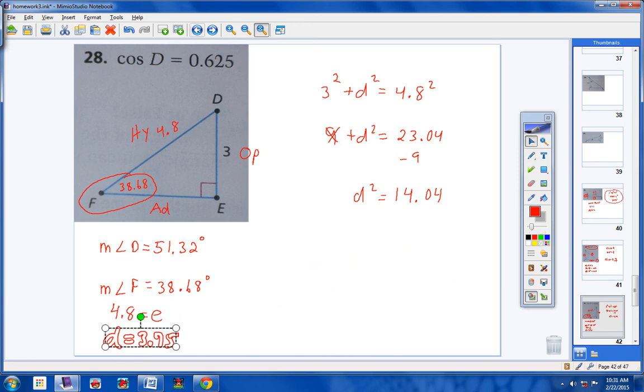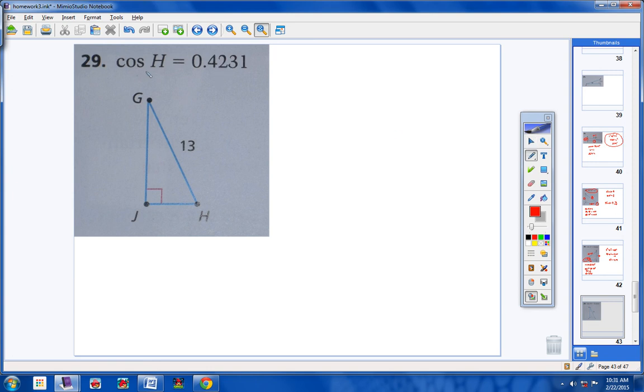Alright, moving on to number 29. Well, once again, we're missing angle H. So students, since we're missing angle H, we're going to type into our calculators inverse cosine of 0.4231. And if you do that correctly, you're going to get 64.96, 64.97, okay? So where are we at here? This is angle H, so the measure of angle H equals 64.97.